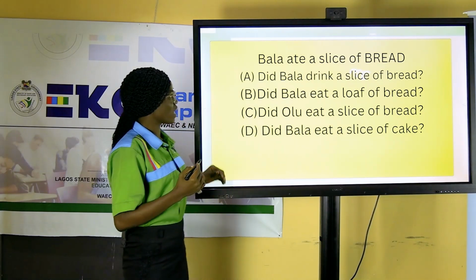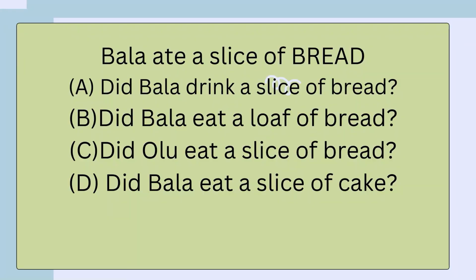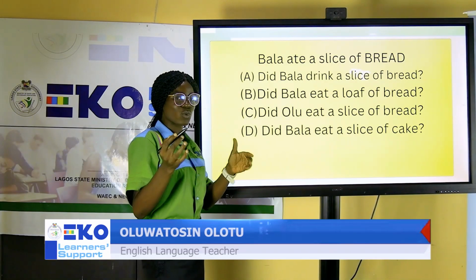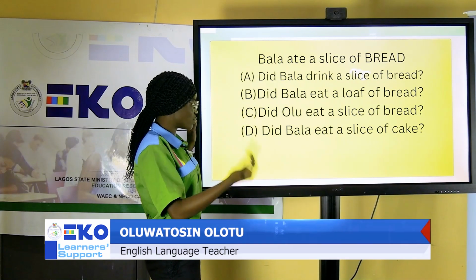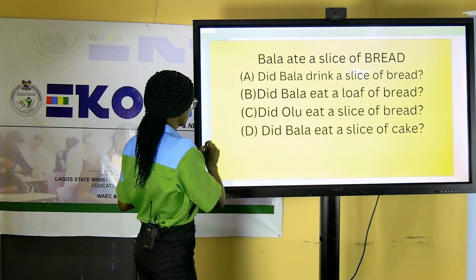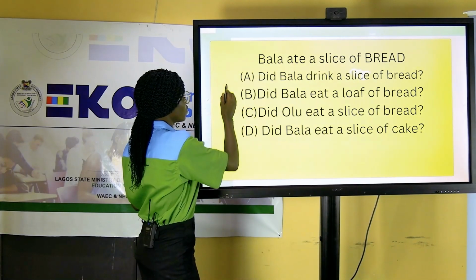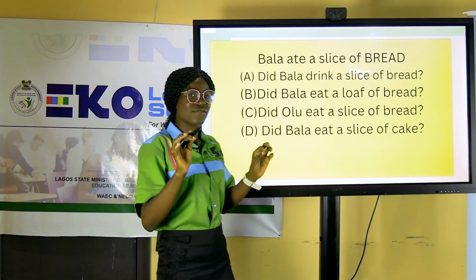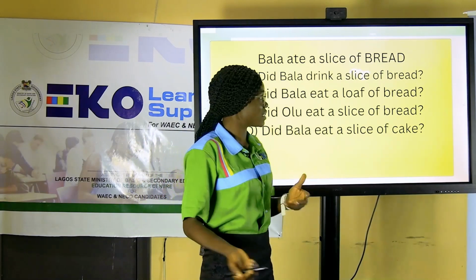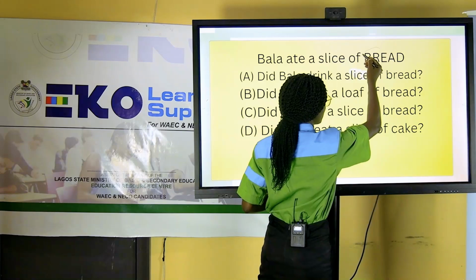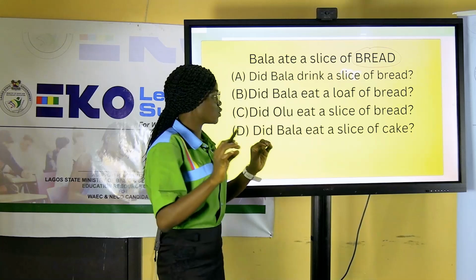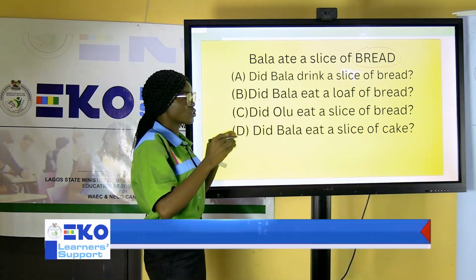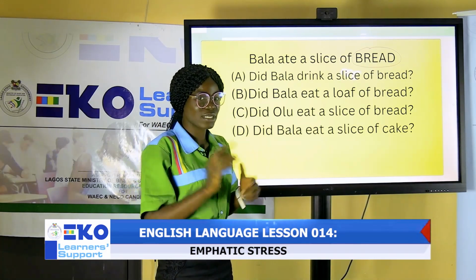Now look at the first example we have here. I said, Bala ate a slice of BREAD. The capitalized word is where we have the emphatic stress. Now the question here is this: what is the emphatic stress? The emphatic stress is where you usually have the capital letter, and this is where the emphasis is. The emphasis is on bread. Any option that contradicts where we have the emphatic stress would definitely be your answer.